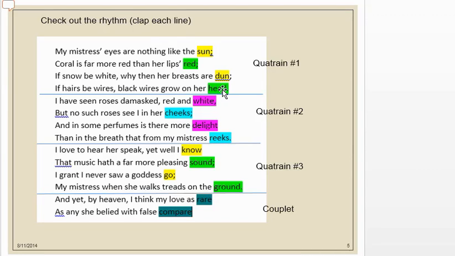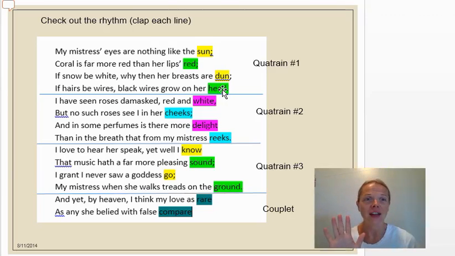Pretty intelligent. And then I want you to check out the rhythm of this. I'm going to read this out loud as Shakespeare wanted it. My mistress' eyes are nothing like the sun. Coral is far more red than her lips' red. If snow be white, why then her breasts are dun. If hairs be wires, black wires grow on her head. You'll notice that I've clapped 5 times in each line, and I've raised my hands 5 times in each line. My mistress' eyes are nothing like the sun.